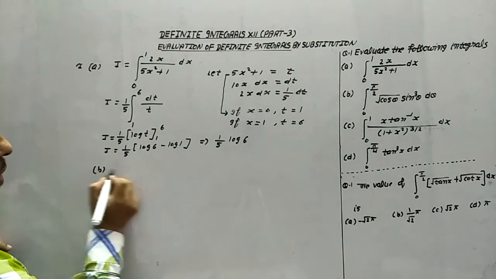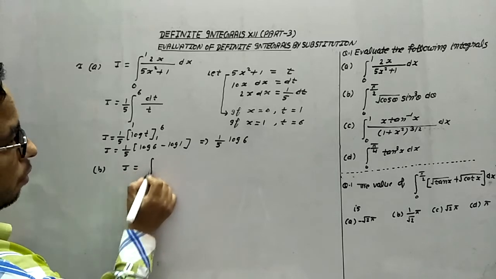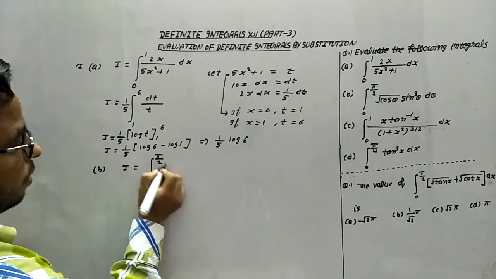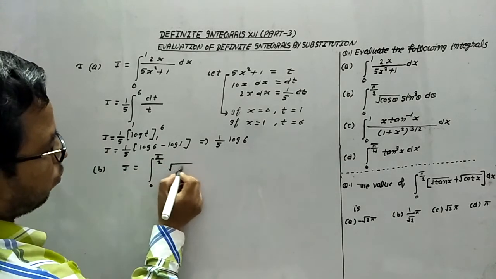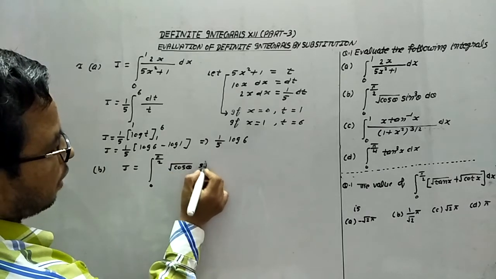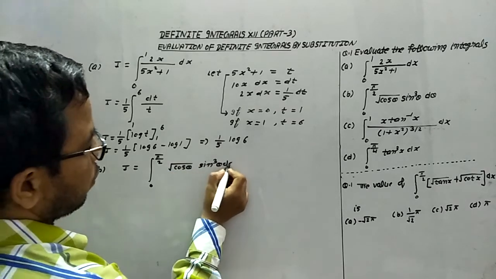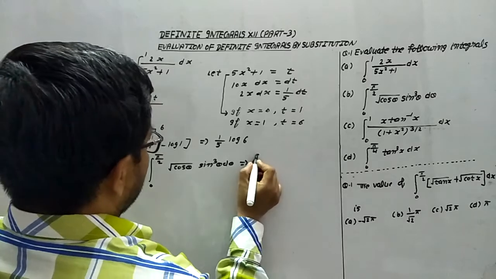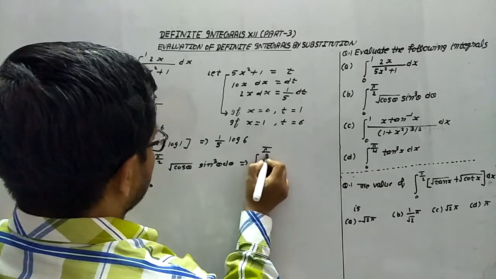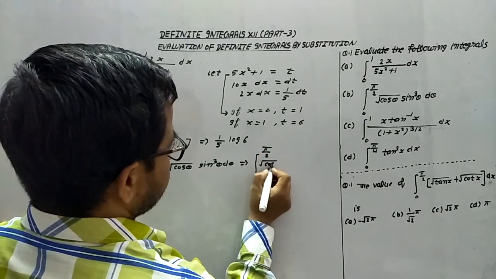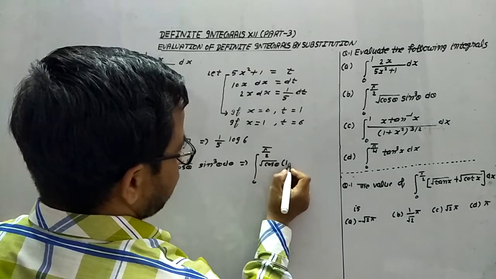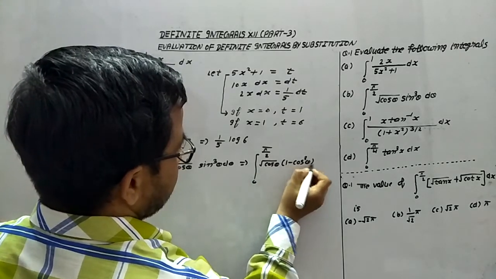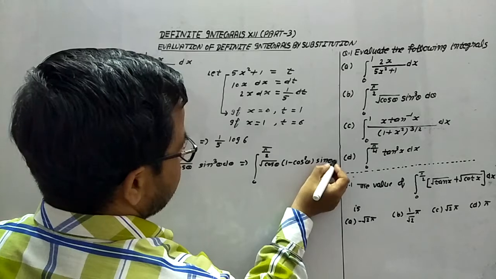Now look at this thing in the B part. We have to find the integration of root cos theta sine cube theta. Now what we are observing, look at this thing. I can write this from 0 to pi by 2 as root cos theta, and this sine square theta means 1 minus cos square theta, and this is sine theta d theta.